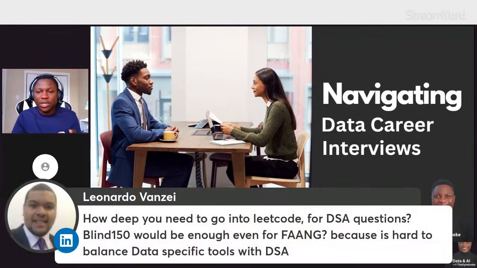And the last question that I also have here is from Leonardo. How deep do you need to go into LeetCode for data structure and algorithm questions? He mentioned that Blind 150 would be enough even for fun. Would Blind 150 be enough? Because it's hard to balance data specific tools with data structure and algorithm. I'm not sure if this question is clear for you.